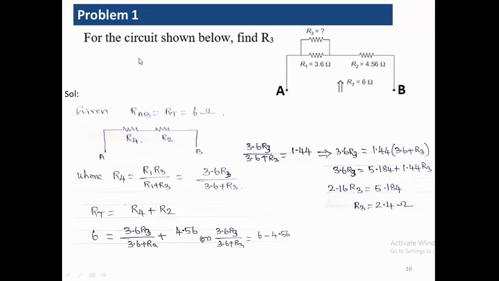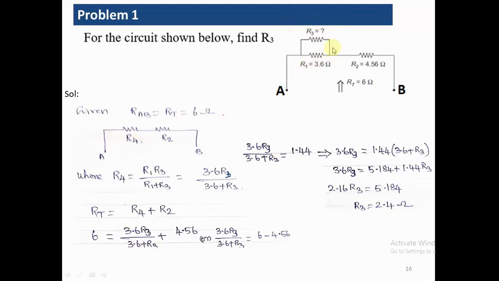So let us see how to solve the given problem. For the circuit given here, we are supposed to find one of the parallel resistors, that is R3. They have given the total resistance value across the terminals A and B. What is the total resistance? 6 ohm is given. And if we want to find one of the resistors, what do we have to do?